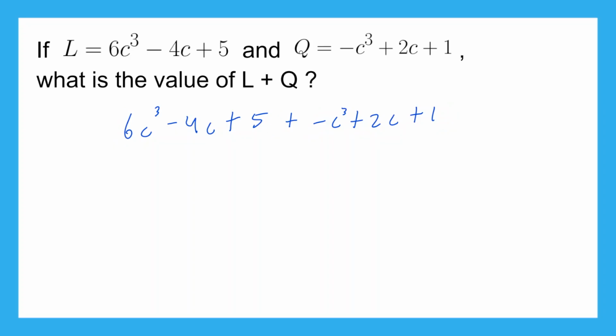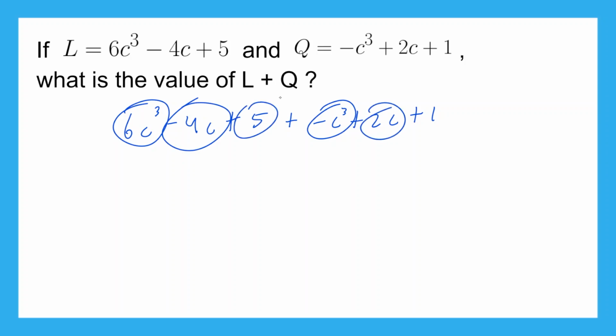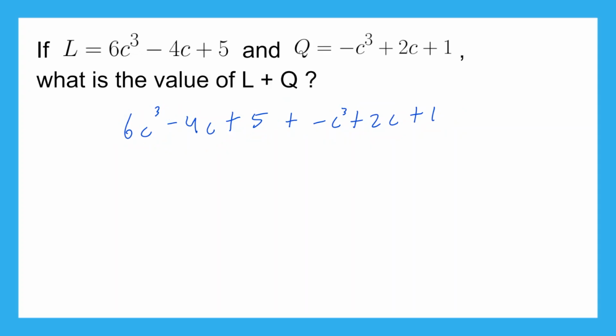And now let's combine like terms. So we have 6c cubed and negative c cubed will combine. We have negative 4c and 2c will combine. And we have 5 and 1, which will combine. So we'll start with the c cubed terms. So 6c cubed minus c cubed is going to be 5c cubed. And then negative 4c plus 2c is going to be negative 2c. And then 5 plus 1 is 6.